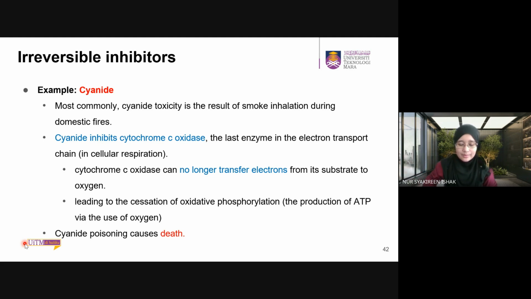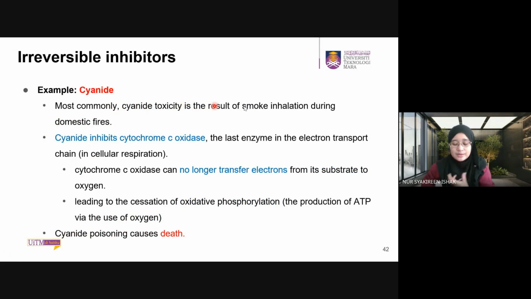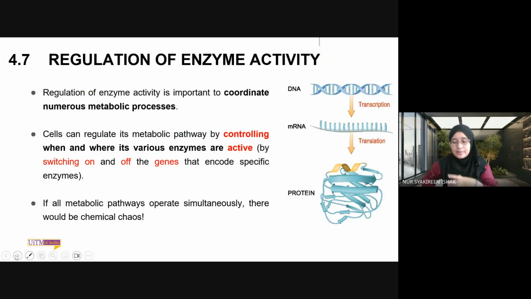You have cyanide, for example, and then sarin, which is a gas, that binds to the enzyme acetylcholinesterase, causing the neurotransmitter to not be removed from the synaptic cleft and causing continuous transmission of impulses. This causes continuous contraction of muscle and lastly death. Cyanide comes from smoke from domestic fires. I've gone through this in our last lecture, so this is just to recap.